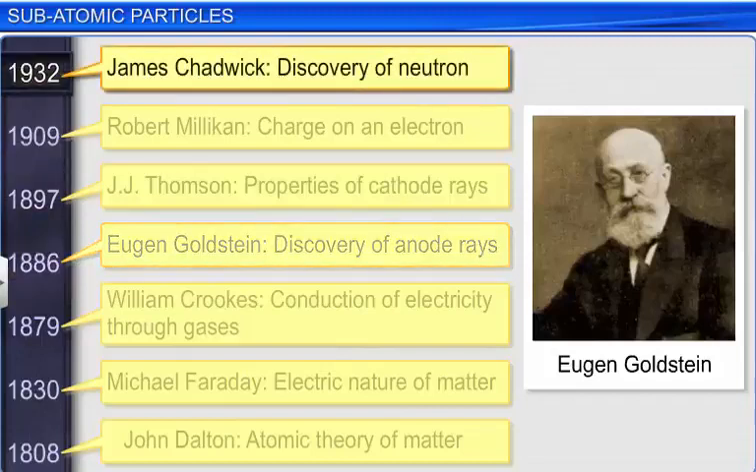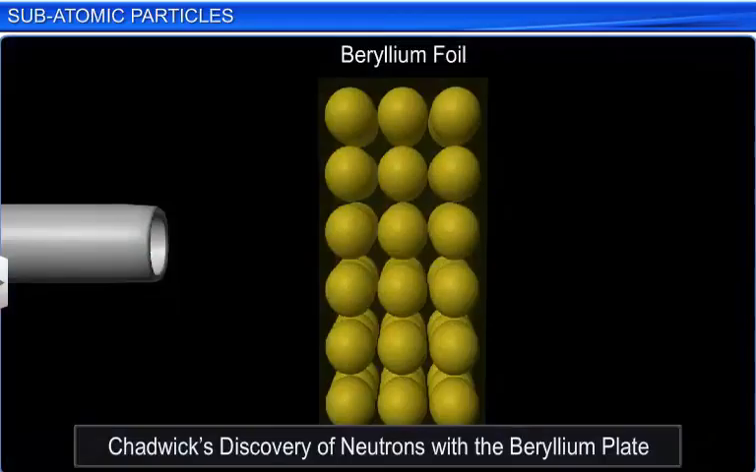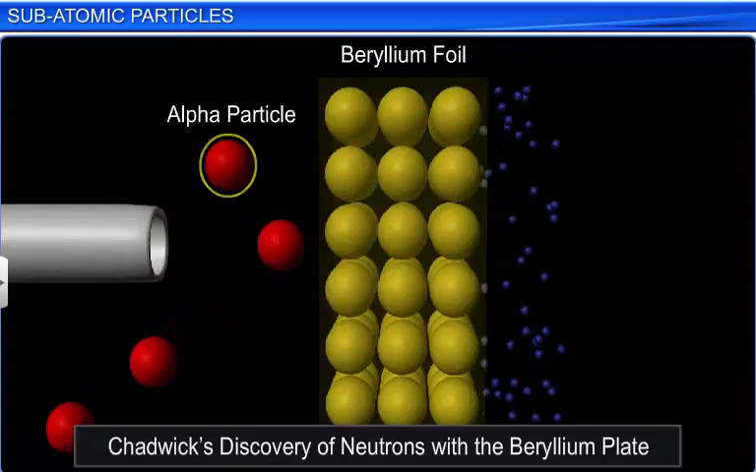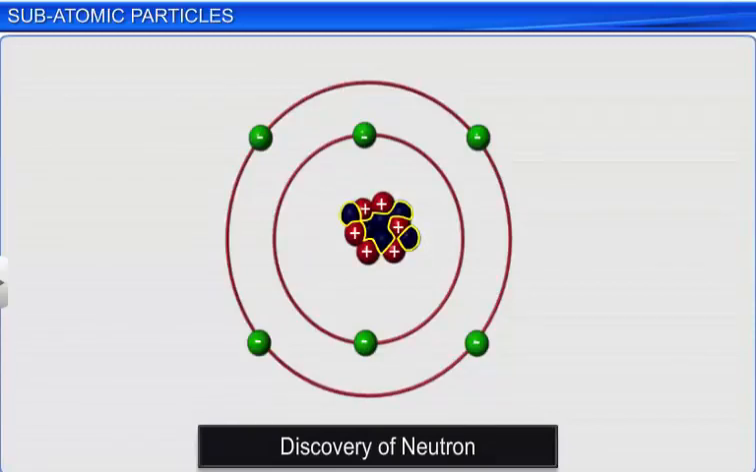Later in 1932, James Chadwick proved the presence of these heavy, neutral particles through a series of scattering experiments. In one of his experiments, on bombarding a beryllium plate with alpha particles, Chadwick observed the emission of a neutral particle whose mass was equivalent to that of a proton. He named this particle as neutron.